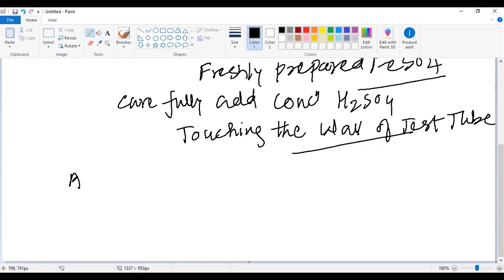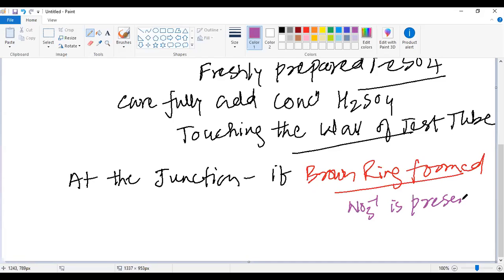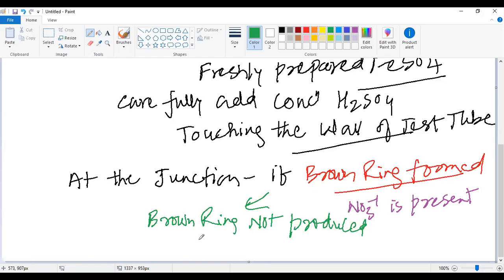So when we add this at the juncture, there are two possibilities. If a brown ring is formed, we can easily conclude that NO3 minus is present. And if a brown ring is not produced, we can say NO3 minus is absent. So this is how, my dear students, we study about the brown ring test and we can conclude the things which are being needed.